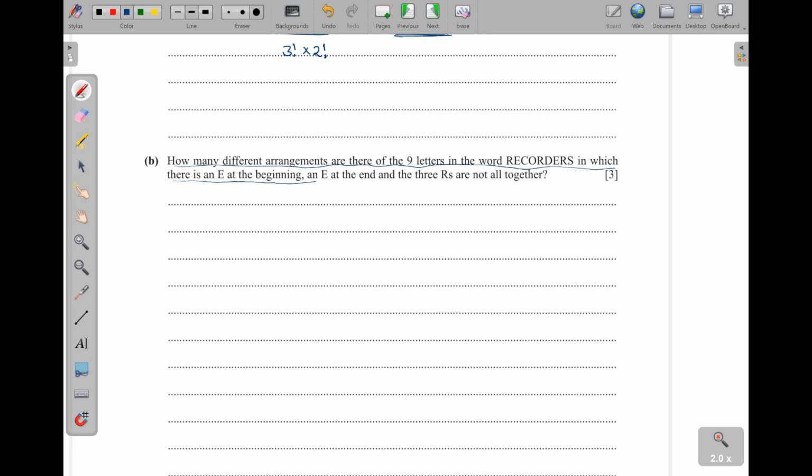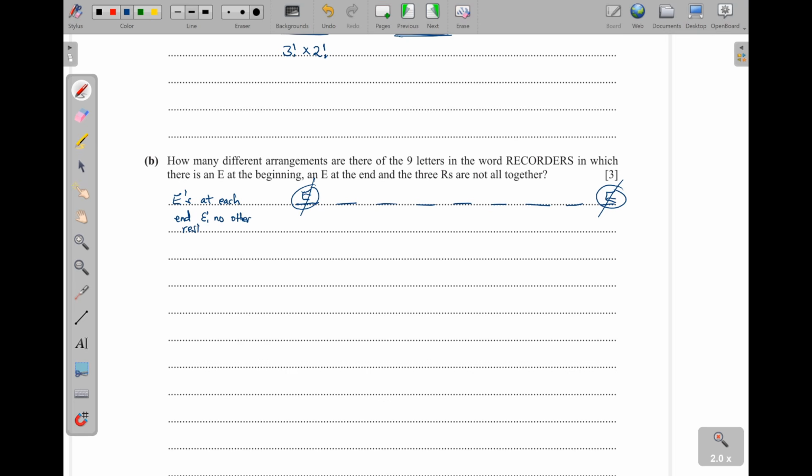Part B. How many different arrangements are there of the 9 letters in the word recorders in which there is an E at the beginning, an E at the end, and the 3 R's are not all together? Now, my sample space is from when the E's are at each end. So I will begin from there. 1, 2, 3, 4, 5, 6, 7, 8, 9. So I put an E here. I kill that position. An E here. Kill that position.